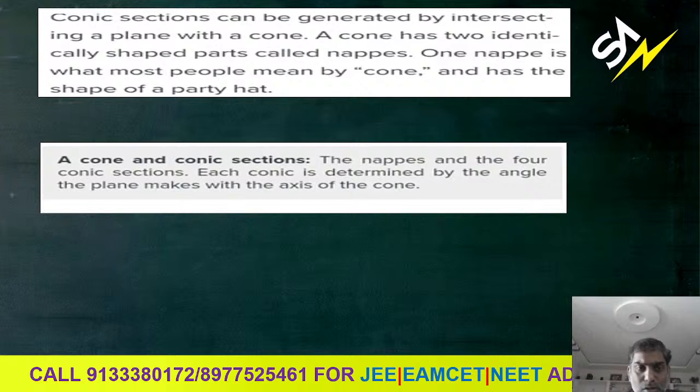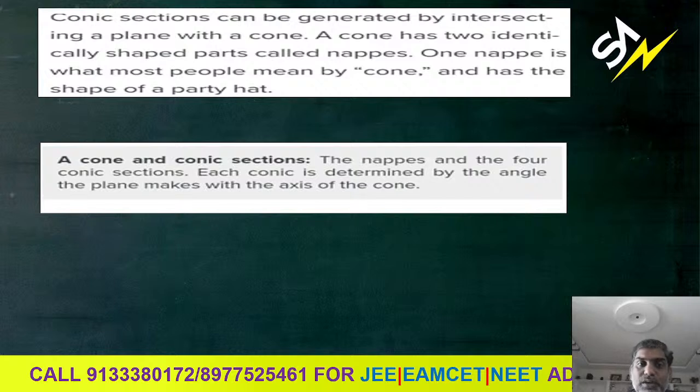Because new students can also listen to the class today, once again we go through the conic. Conic sections can be generated by intersecting a plane with a cone. A cone is a solid figure. That solid is cut or intersected by a plane, and then we get different shapes of conics. We name the different conics based upon their shape.